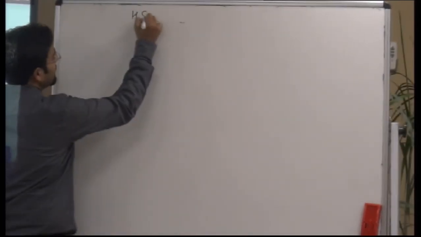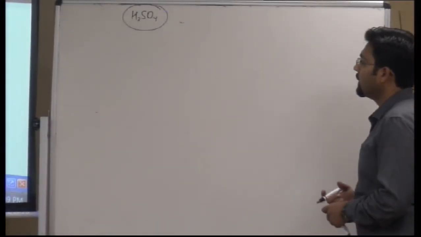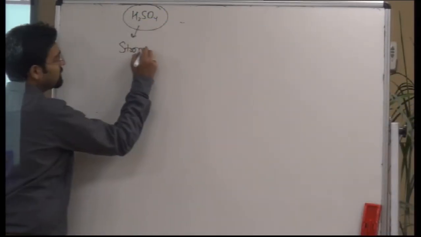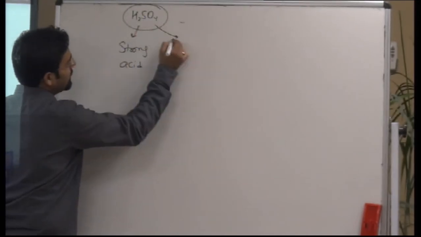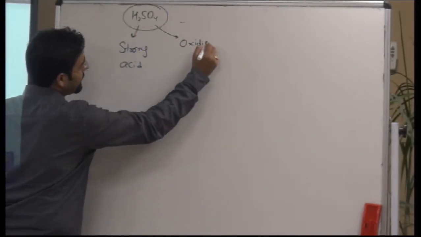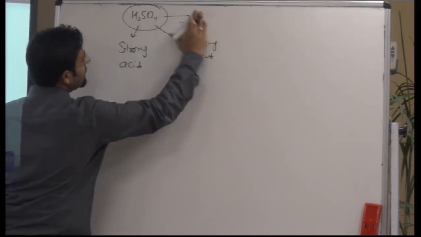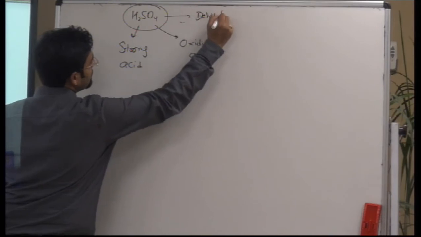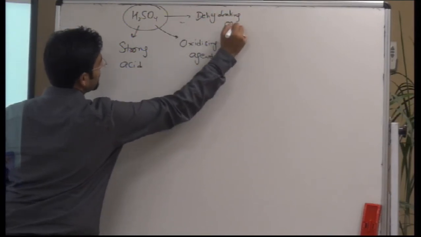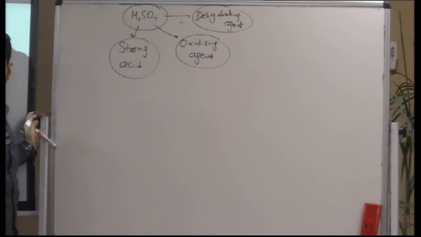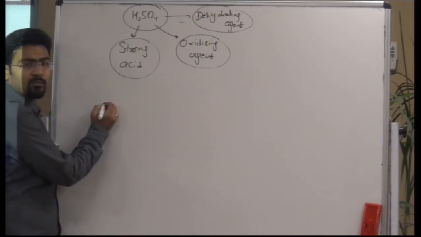Sulfuric acid is a very important chemical compound. It's usually also called the king of acids or king of chemicals, because it has multiple properties. It's a strong acid. It has oxidizing behavior, so it can function as an oxidizing agent, and it can also function as a dehydrating agent. Why is it a strong acid? Because of the high Ka value.